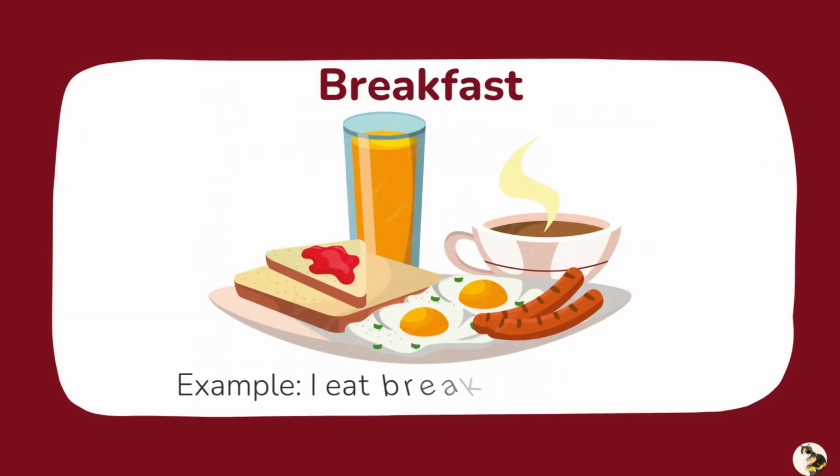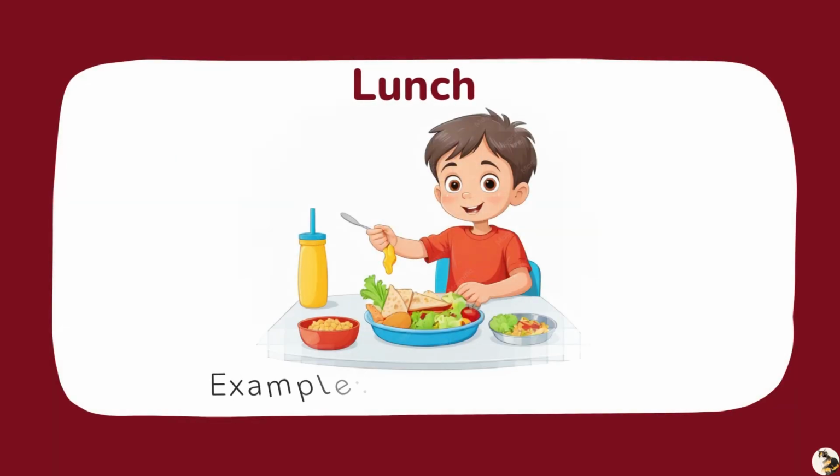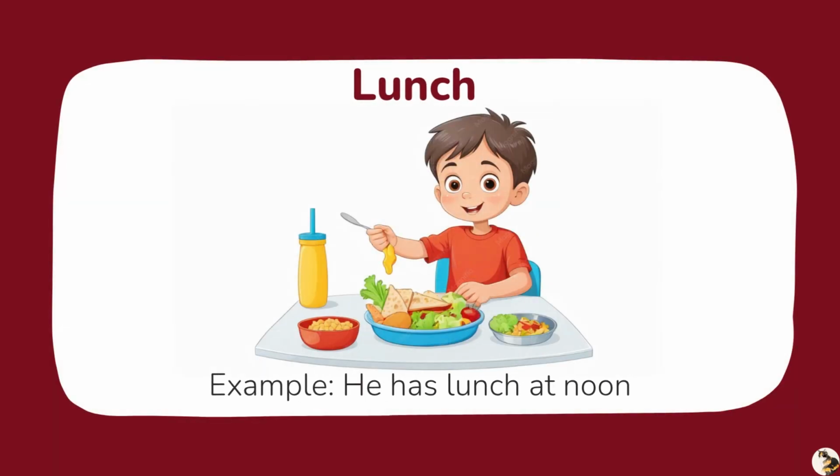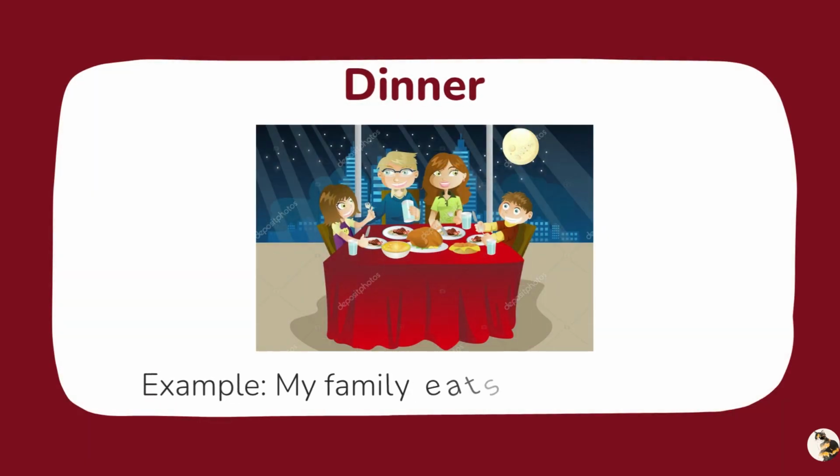Breakfast. Breakfast is the first meal of the day. I eat breakfast at 7 a.m. Or you eat breakfast in the morning. Lunch. Lunch is the meal in the middle of the day. We have lunch at noon. Dinner. Dinner is the evening meal. My family eats dinner together.